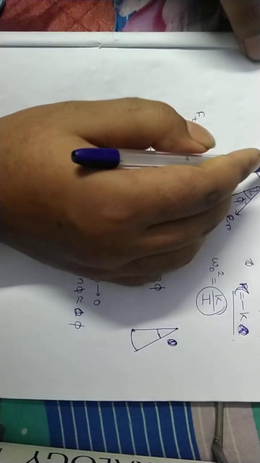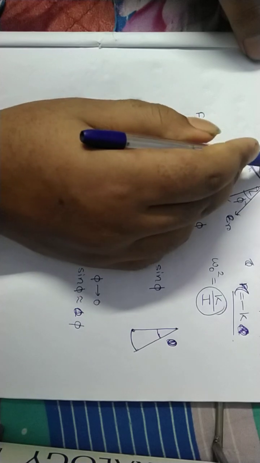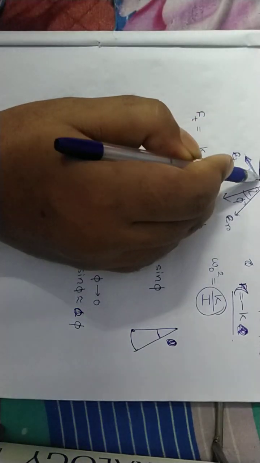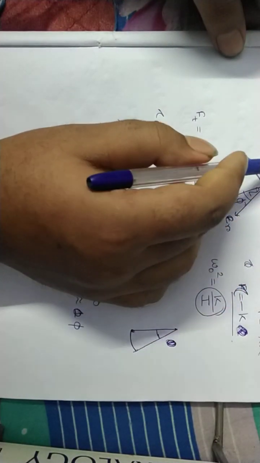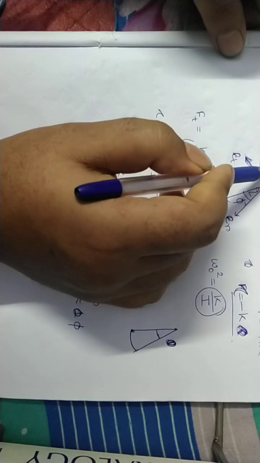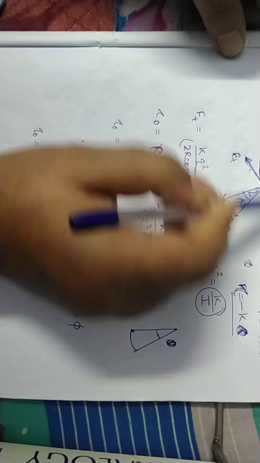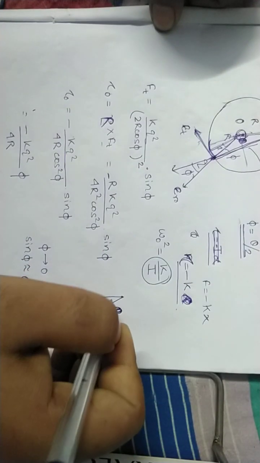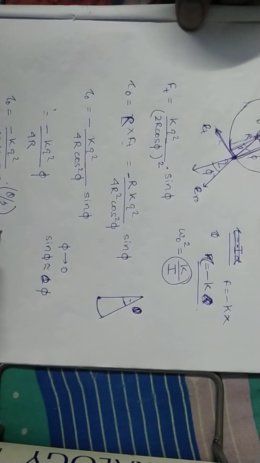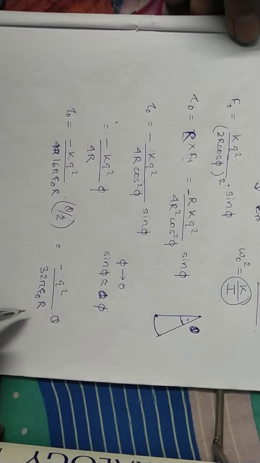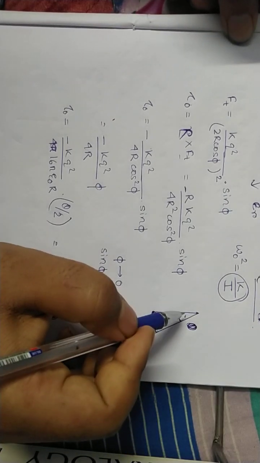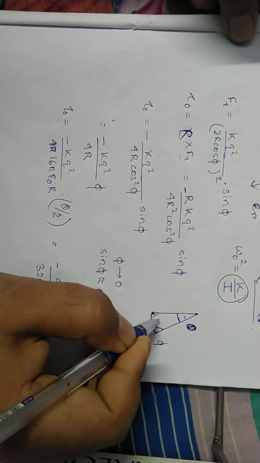How to include this angle? This angle, if we take it as theta, then phi is theta by 2. So this is minus q square by 32 pi epsilon naught r into theta, because we are required to take this angle and we have taken this angle. This is phi, this is phi.